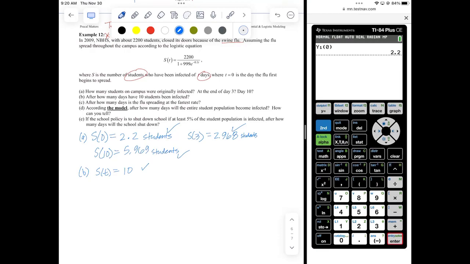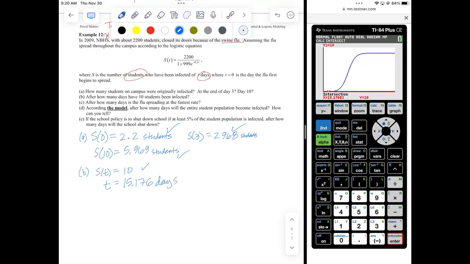You could write the whole thing, S of t equals 2,200 over 1 plus 999, but that's a lot of writing. It's called S of t, so just say S of t equals 10. And then I go to Y2, and I graph 10, and I look to see where it intersects. Now, it's way down there at the bottom, but it'll find it. So second trace number what? 5. Second trace number 5. Enter, enter, enter. Underneath there, I put t equals 15.176, and that's days. So a little more than 2 weeks.